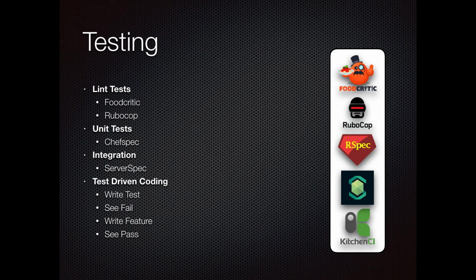Test-driven coding, the methodology or the idea of it, is you write a test, you run the test, you see it fail, then you add the feature, then you run the test and see it pass. So like you write a test to say, hey, is Apache installed? Which you haven't put in your cookbook yet. You run the test and it says, no, it's not installed. Then you add Apache, and then you run the test and it passes.